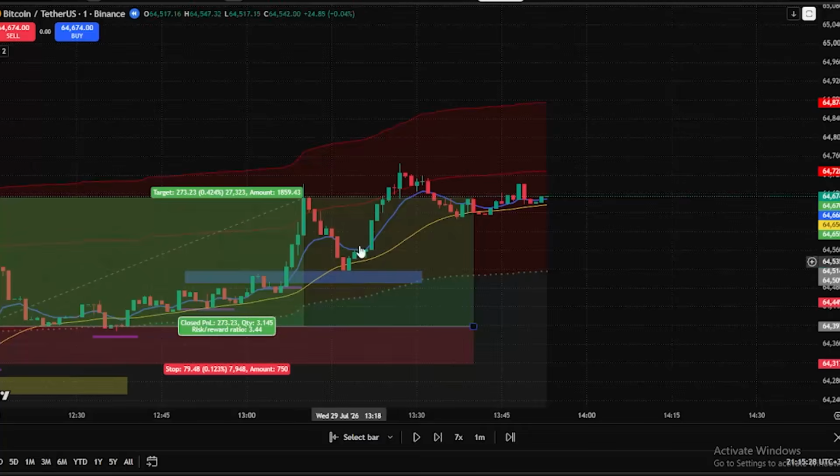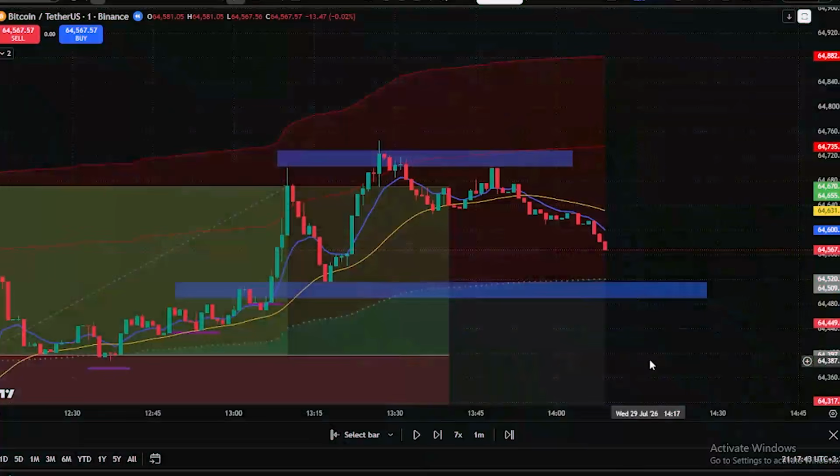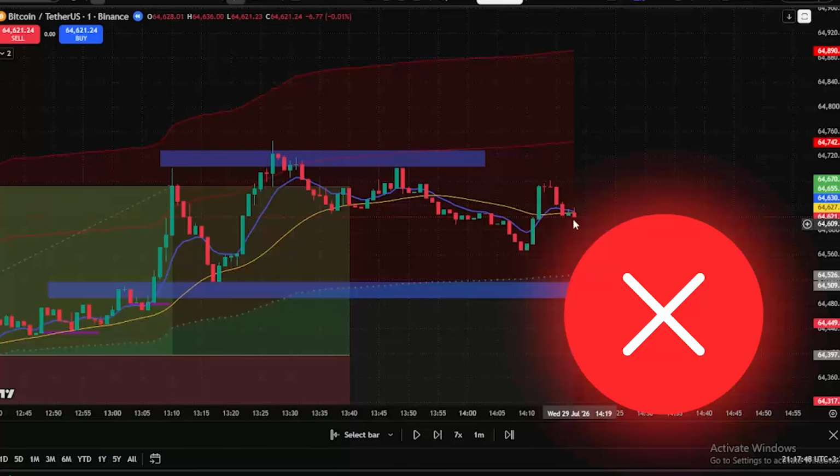Now let's continue with this setup. After entering, Bitcoin moves in our expected direction. But instead of becoming emotional and holding the trade without a plan, we manage the position.